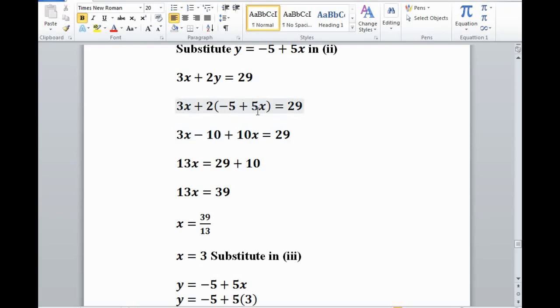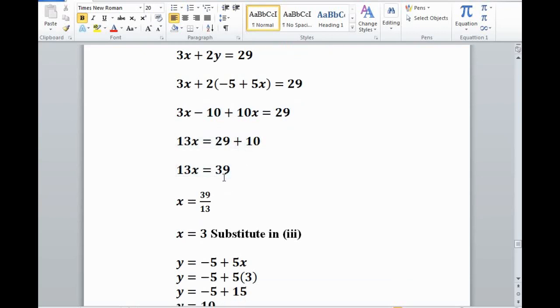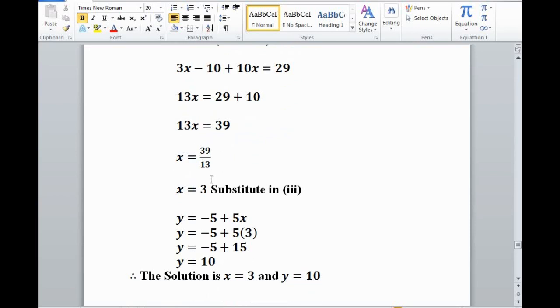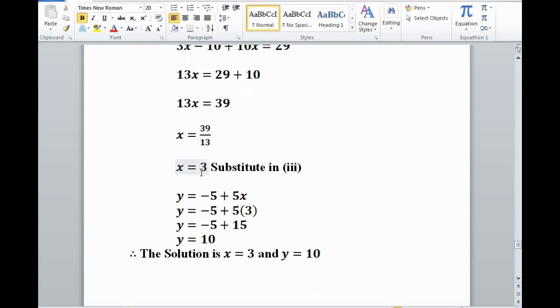Now 10x and 3x are like terms and both of them are positive. So their sum is 13x. And if we take this negative 10 from the left to the right side, then the equation becomes 29 plus 10. 29 plus 10 equals 39, and x equals 39 upon 13. Since 39 is a multiple of 13, 13 times 3 is 39. So we get x equals 3.